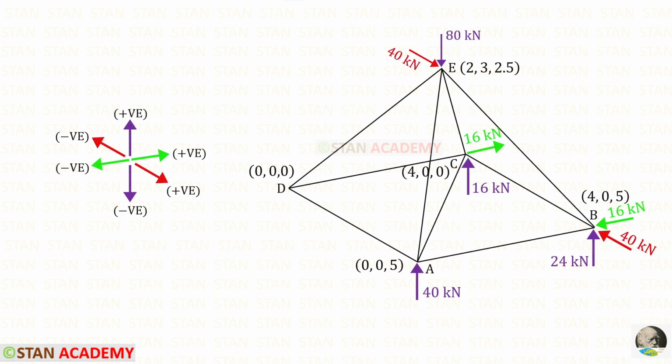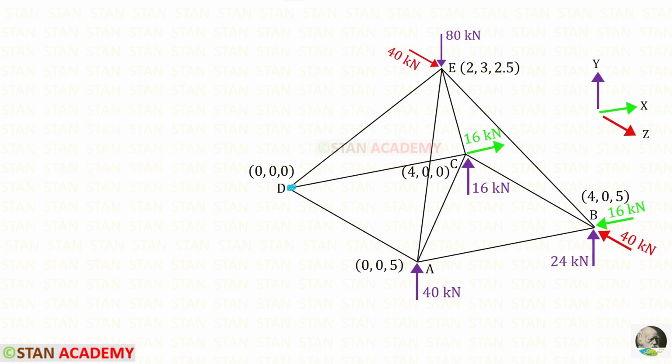To find the member forces, I am going to use the method of tension coefficients. These are the sign conventions. This is the sign convention in the x-axis. This is for the z-axis and this is for the y-axis. In the joint D, we have three member forces, DE, DC and DA. All three of them are zero force members. Let us see how to find that.